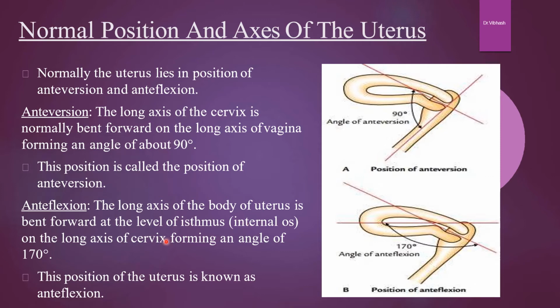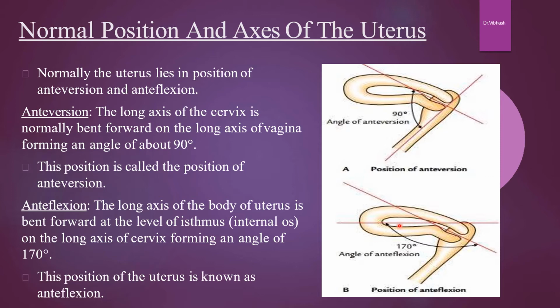About anteflexion. The long axis of body of uterus is bent forward at the level of isthmus, that is internal os, on the long axis of cervix, forming an angle of about 170 degrees. This position is known as anteflexion. This is the body of uterus. If you draw an imaginary line through the body, that is the long axis of body of uterus. And already we saw this is the long axis of cervix.